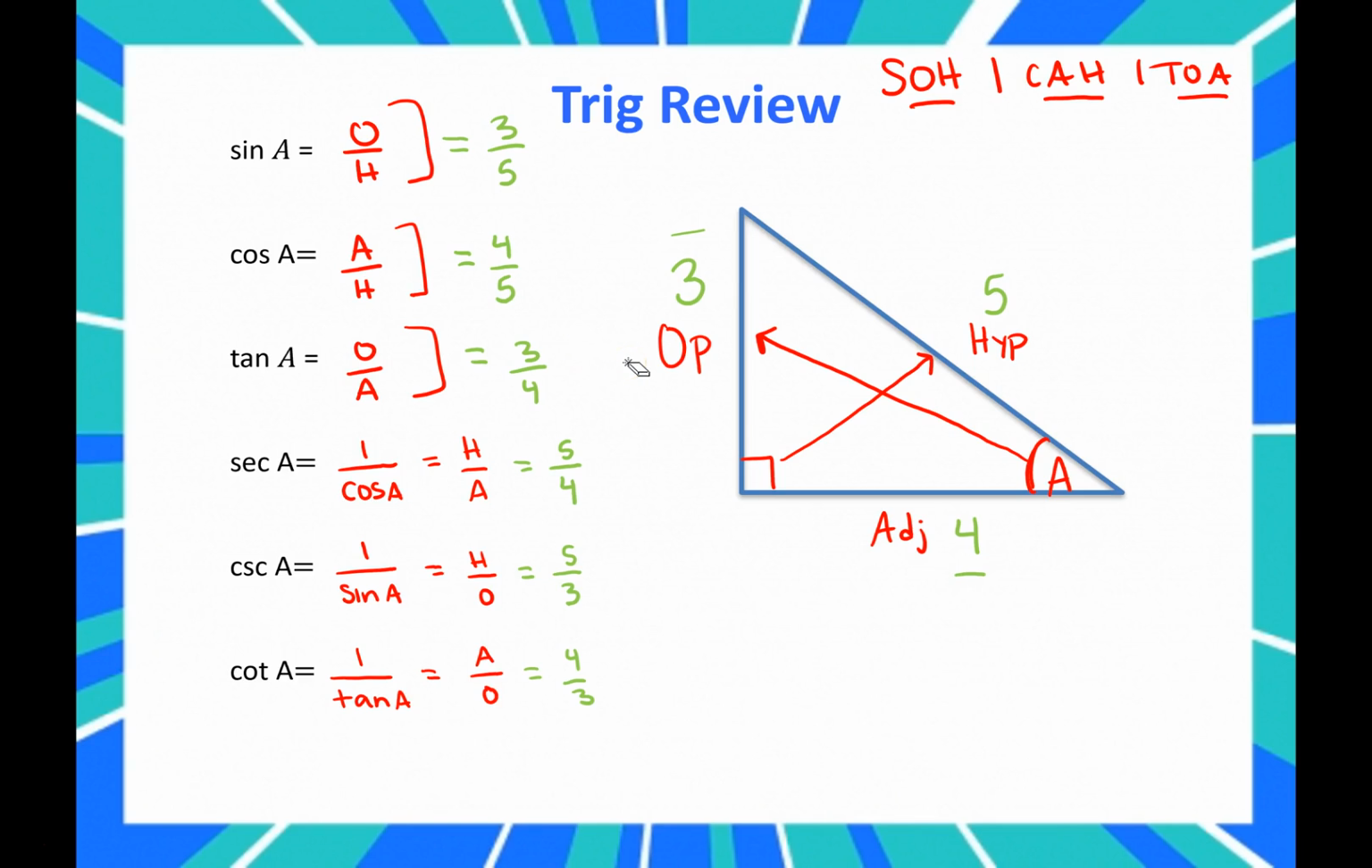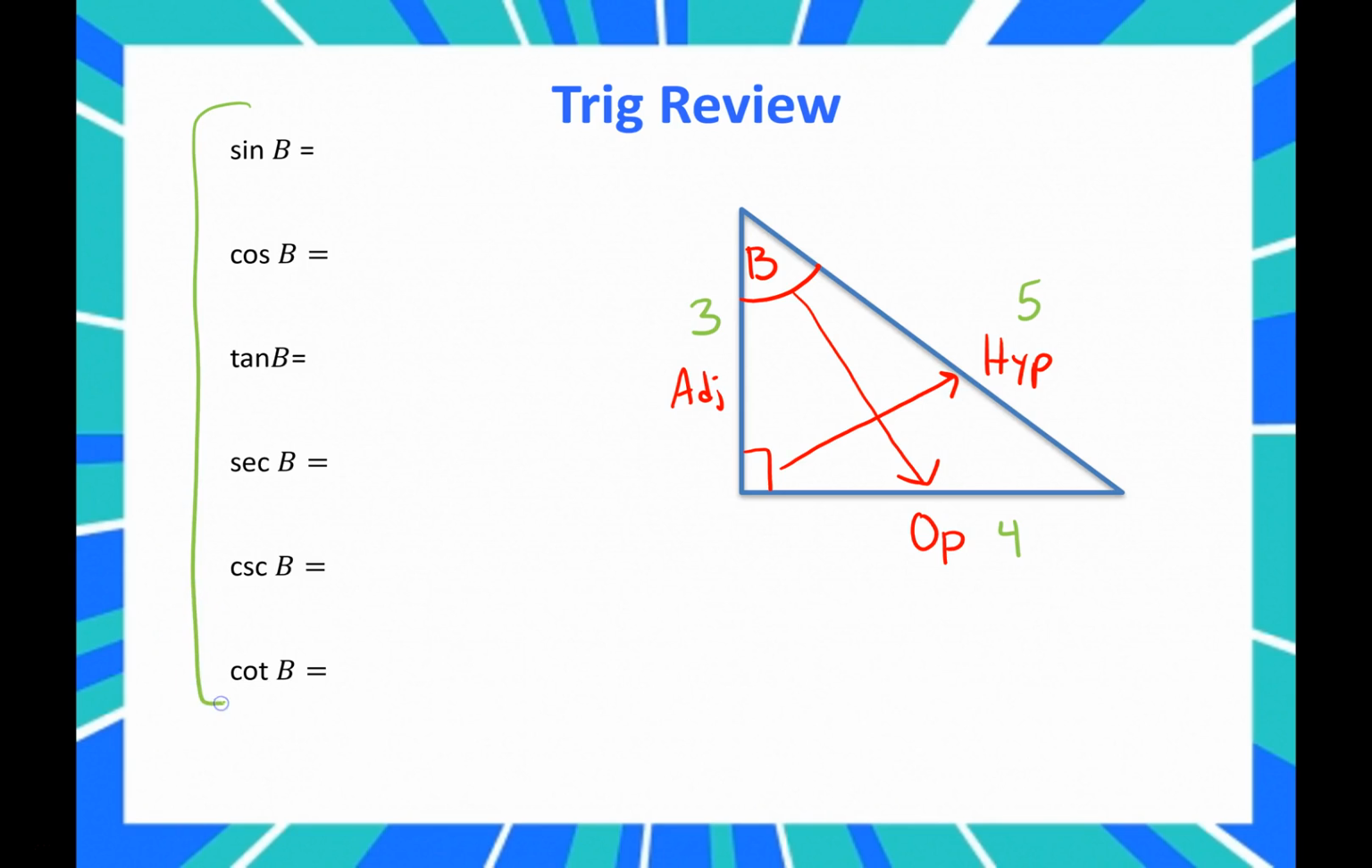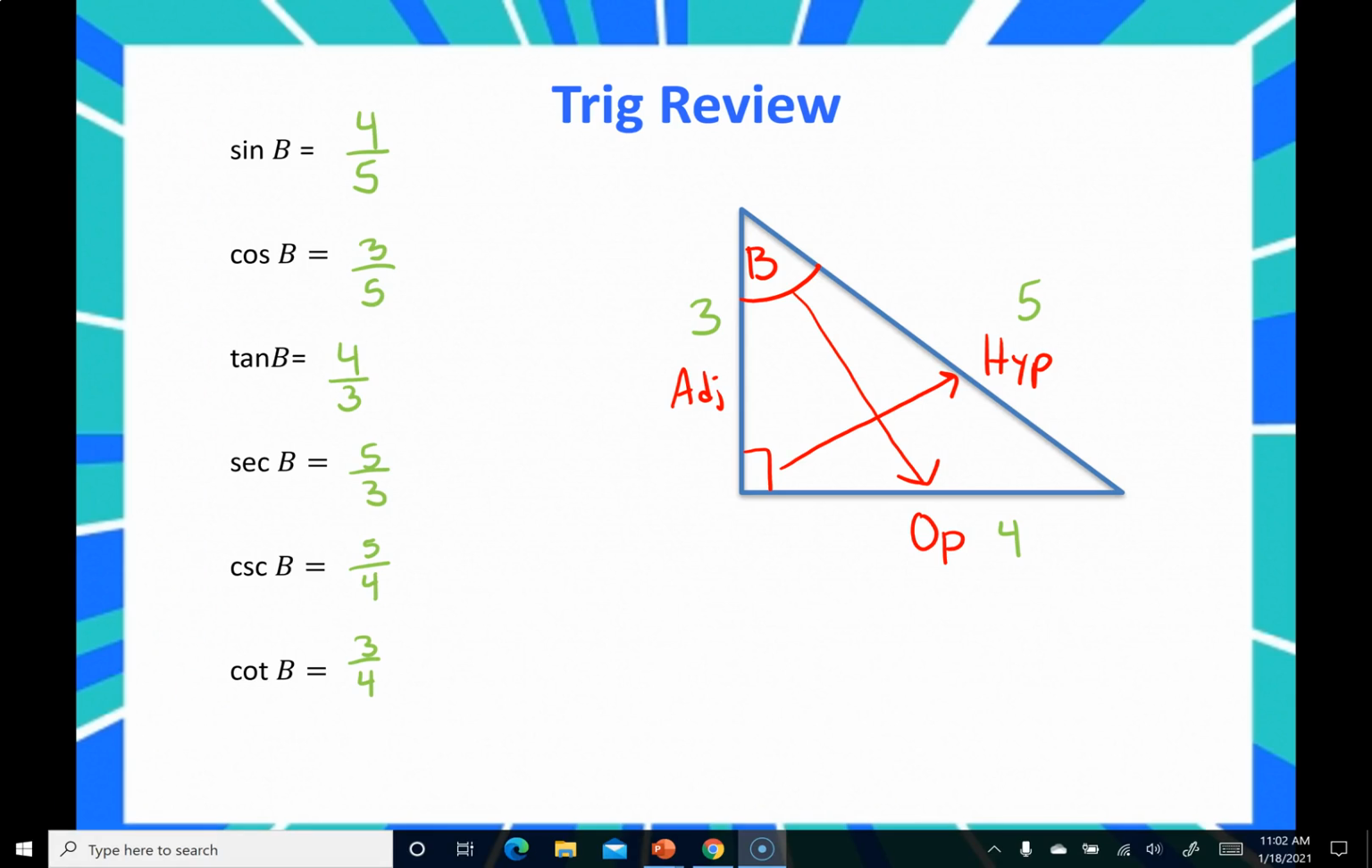All right, now folks, that angle may not always be in that location. So for example, in this problem, we might have an angle B here. In this case, our opposite would be here. Our hypotenuse would be located in the same spot, but our adjacent would be up here this time. Again, let's label our triangle with a 3, 4, 5, and fill out this table and see if it matches mine. Pause the video. All right, here's what I got for my answers.